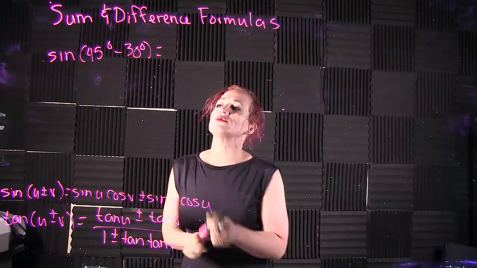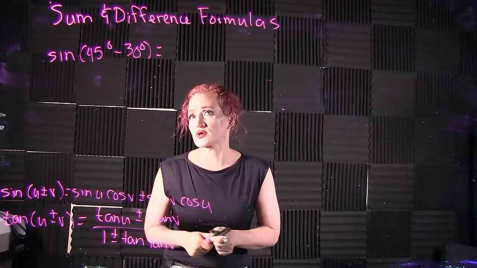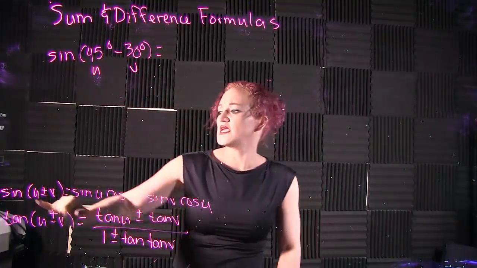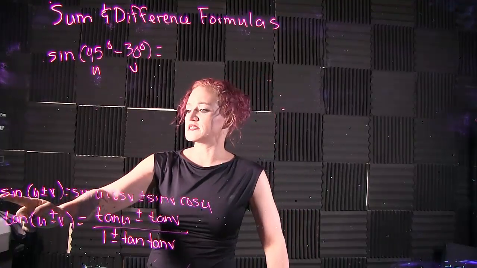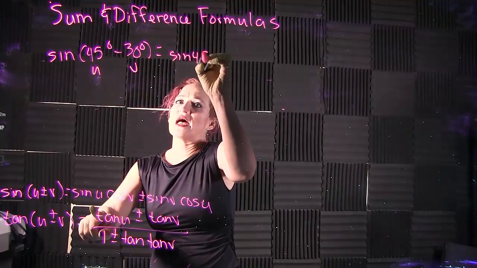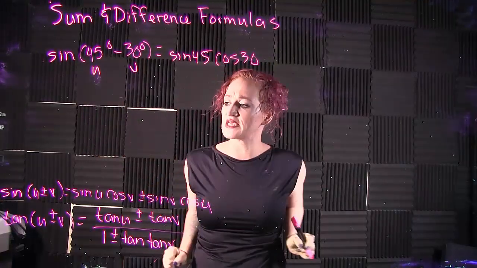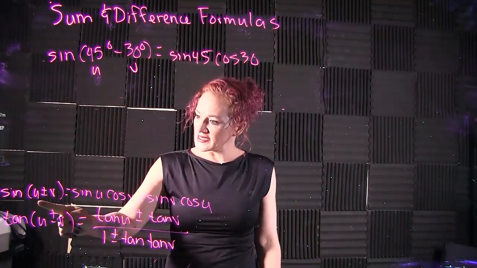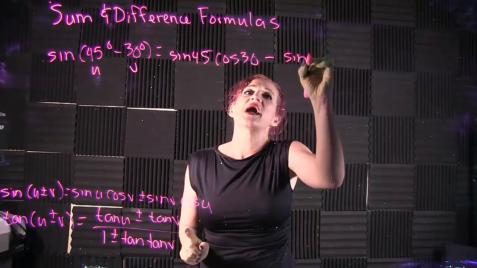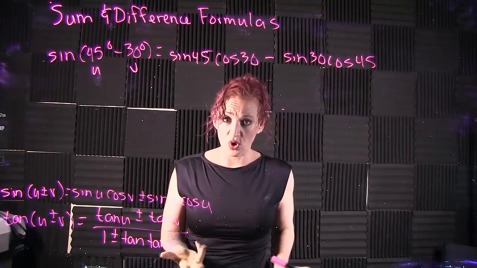Okay, so starting with this problem, we have sine of 45 minus 30 degrees here. So 45 is going to be our u, 30 is going to be our v. Following our formula here, this says that sine u minus v is sine u, so sine 45, times cosine v, so that's cosine 30. And since we have a minus, we're using the bottom sign here, so that means we're going to have a minus right over here. Sine v, which is sine 30, times cosine u, so cosine 45.